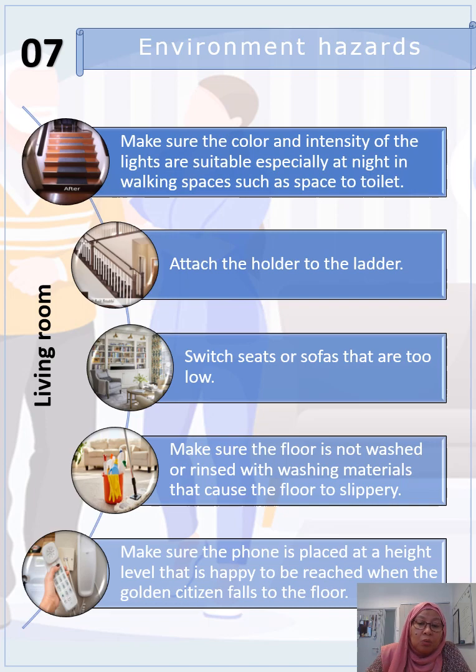Make sure the floor is not washed or rinsed with washing materials that cause the floor to be slippery, especially immediately after washing or mopping the floor. Make sure the phone is placed at a height level that is easily reached when the senior citizens or the elderly fall to the floor and they want to try to reach the phone. They should be able to reach it easily to call for help or to inform the family about their fall incident.